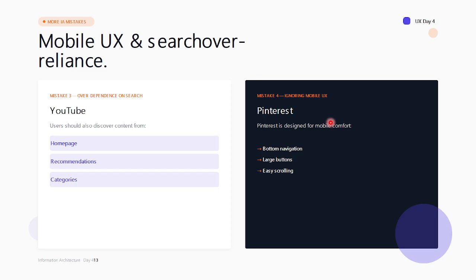Next is mistake 4, ignoring mobile UX. If you want to design a product, whether it is for web or otherwise, it must be mobile responsive. It has to fit any screen, like laptops, tablets, mobiles. In mobiles, we have different sizes: 6.6 inches, 6.5 inches, 5.3 inches. It has to fit every screen.